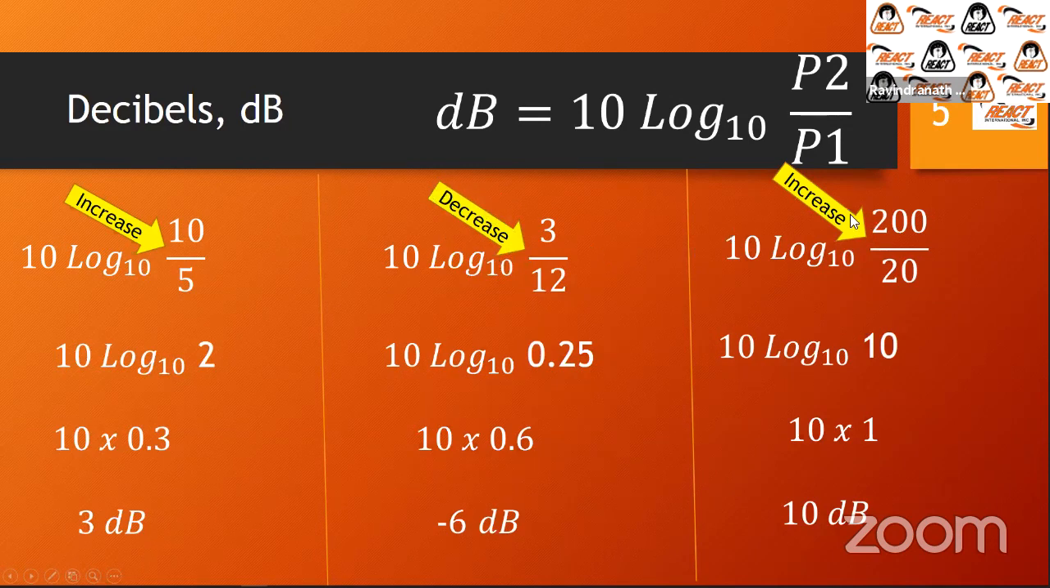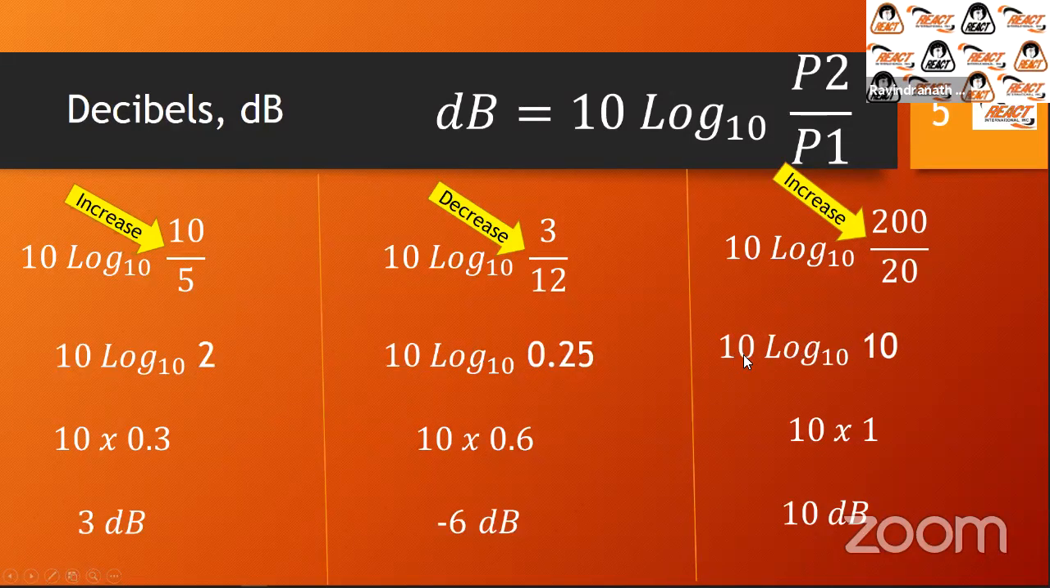Let's do the last one. The last one, again, using the same log formula that we have used here. It's 10, the log of the two powers divided by one another. In the question, it said we went from 20 watts to 200 watts. So that's a power increase. So we put the first power below, P1. We put the second power above, that's P2, 20 watts, 200 watts. Well, we move down to the next step. We notice that 200 divided by 20 is 10. That's how we get 10 here.